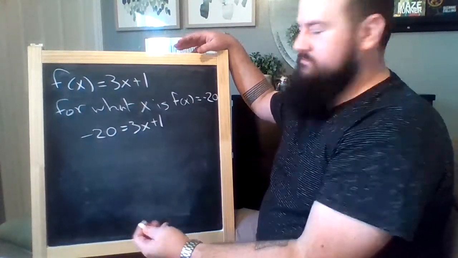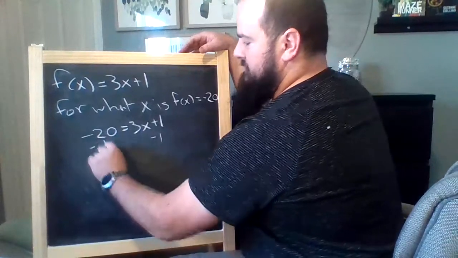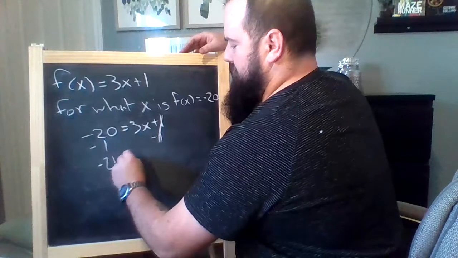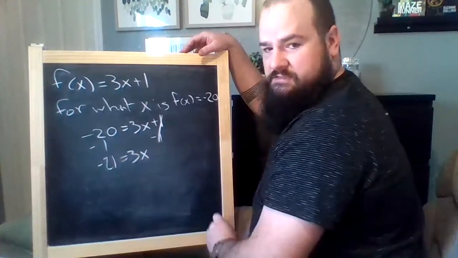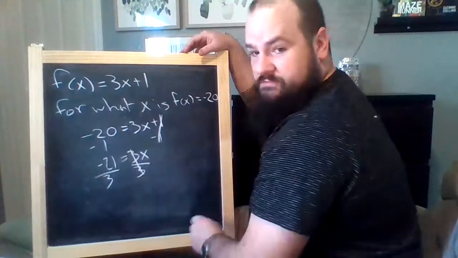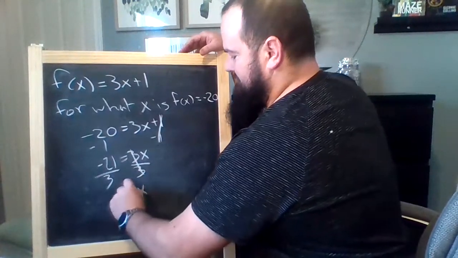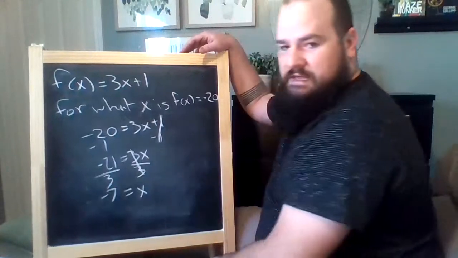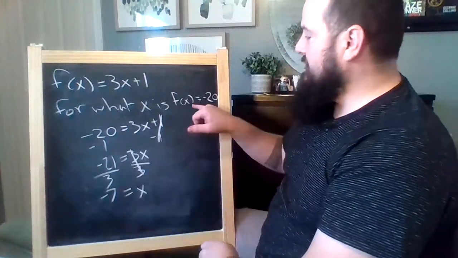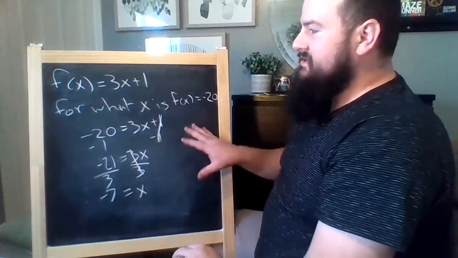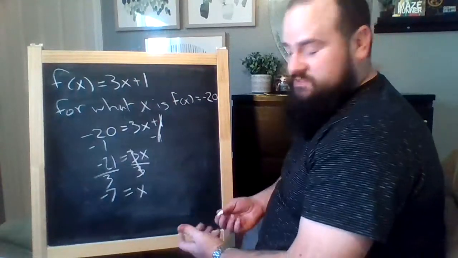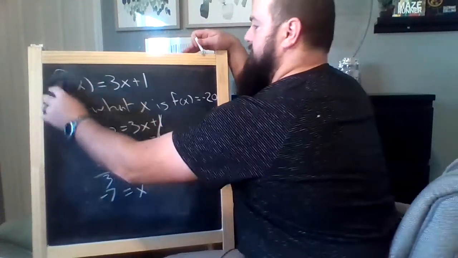That's easy, right? Subtract 1 from both sides. Those cancel each other out. Negative 21 equals 3x. Divide by 3. Those cancel, and we get x equals negative 7. There we have it. So when x equals negative 7, f of x will equal negative 20. So we can answer questions like this, right? These are the types of questions we can be asked as well with function notation, just like any other problem. Okay?